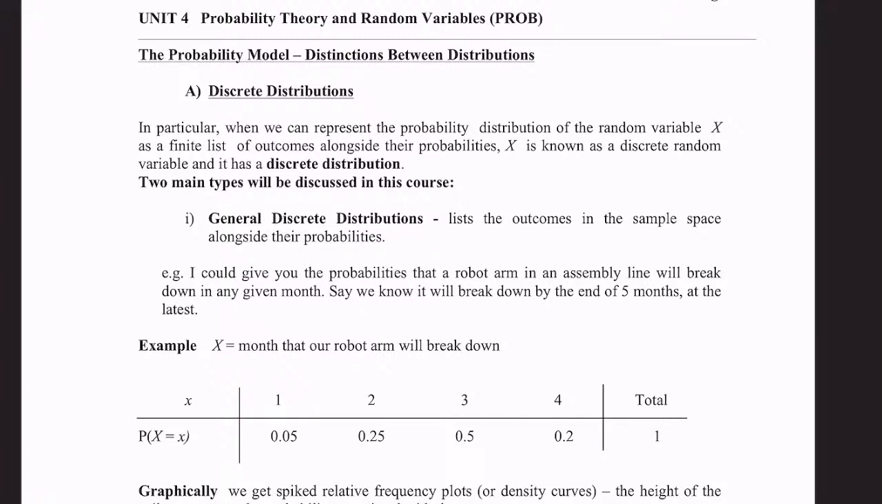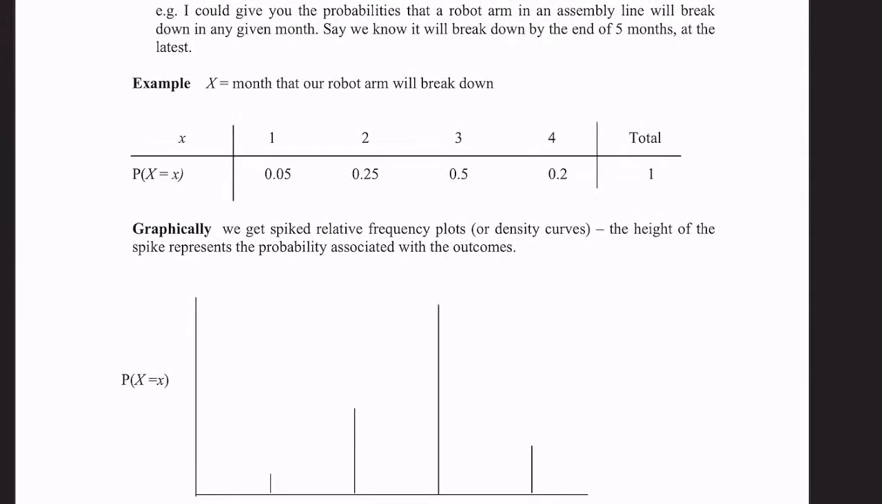By the 1st month, it has a 5% chance of breaking down. By the 2nd month, a 25% chance. By the 3rd month, it's 50%, and the 4th month, that leaves 20%, for a total of 100%. This is analogous to your standard normal table, although there's hundreds of probabilities there. For a discrete distribution, you only see them listed here with their probabilities, which still have to sum to 1.